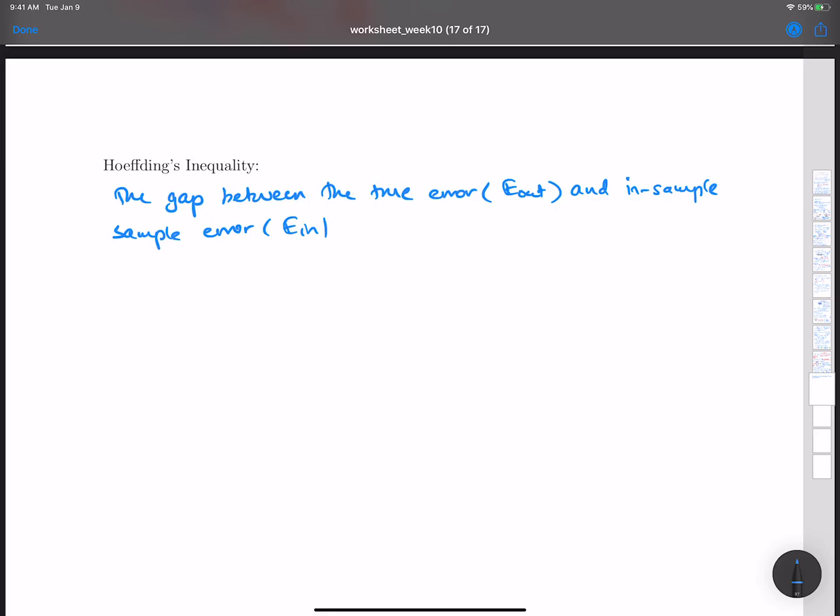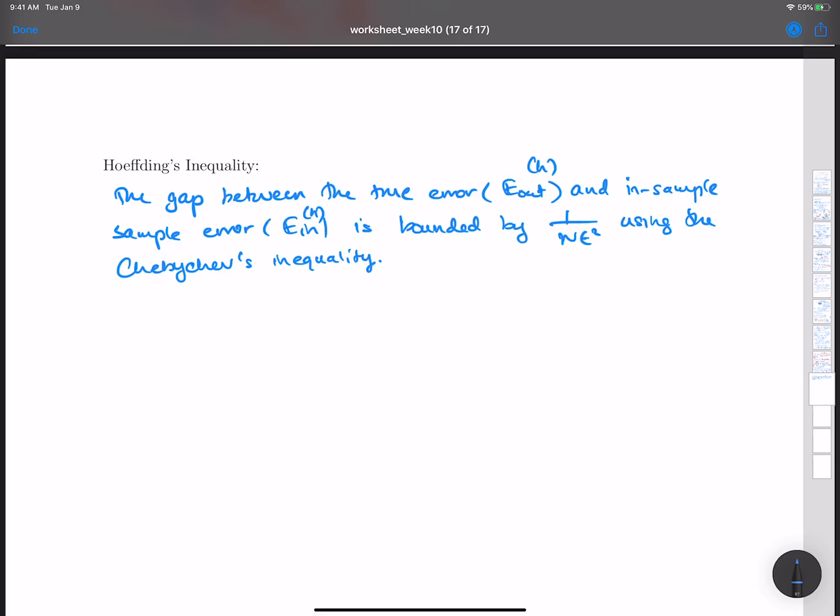This is all with respect to a particular function, a particular hypothesis, right? So with respect to H, the gap is bounded by 1 over n epsilon squared using Chebyshev's inequality. So it's an upper bound.